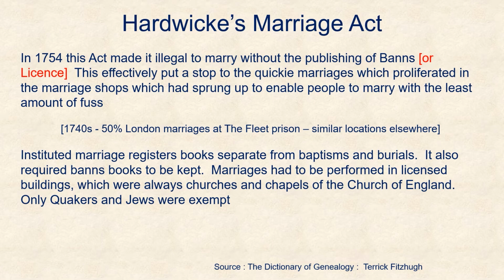So prior to this, we'd have had 3 entries in one book, and it also set up the system for bans. So that might be something else you can discover. They were all to be in licensed buildings, which you can see always were Churches of England, and only Quakers and Jews were exempt.